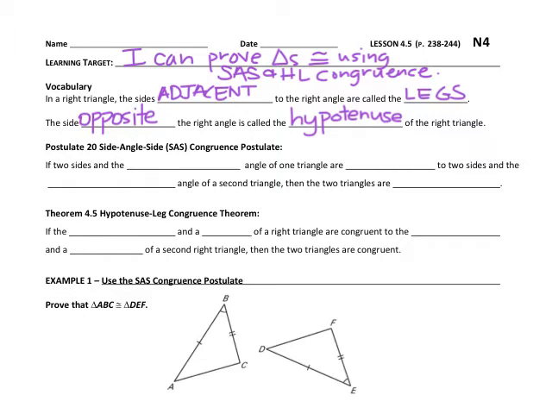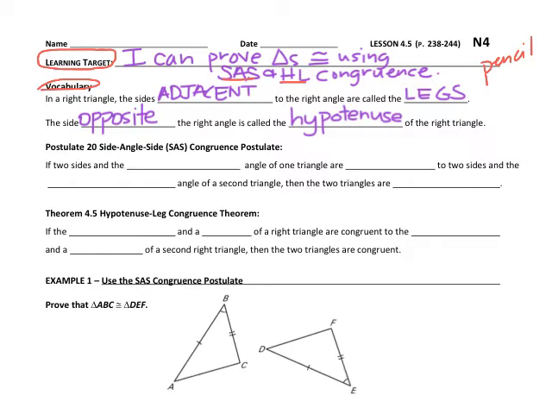This video is for lesson 4.5, in which you are going to learn about proving triangles congruent using the side angle side and the hypotenuse leg congruence. Please make sure you do write in the learning target, and then also you should be using pencil to take these notes. So our first vocabulary is this one here.